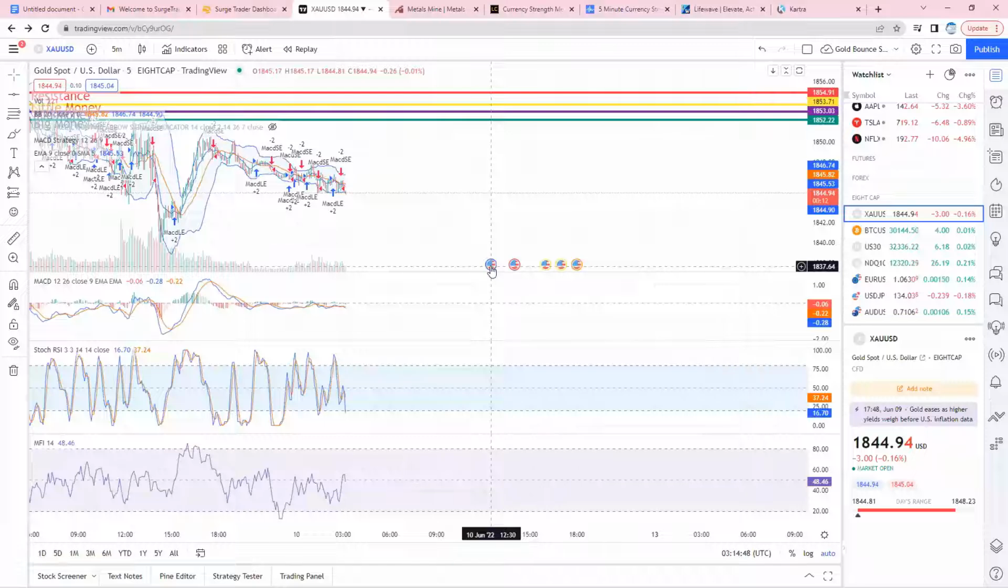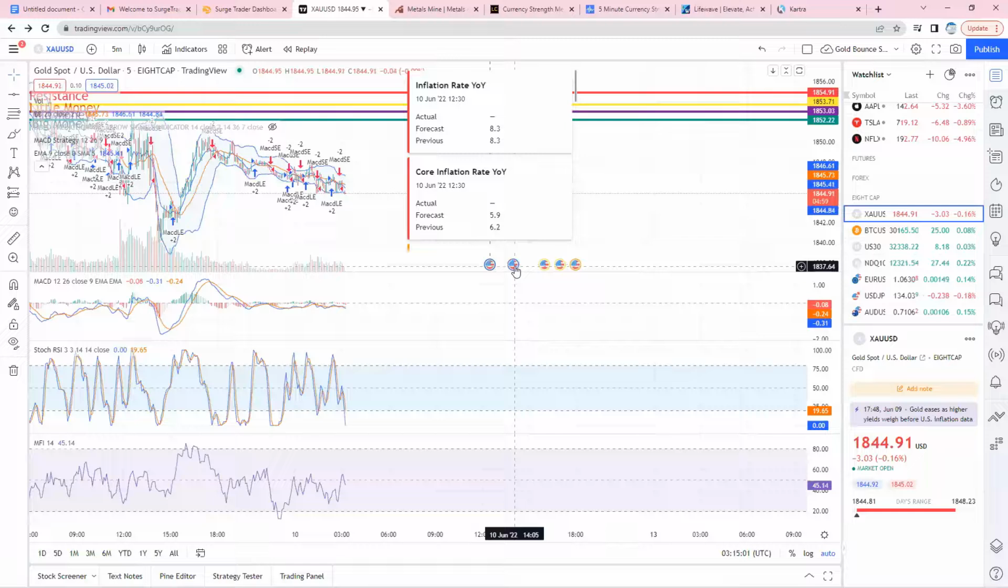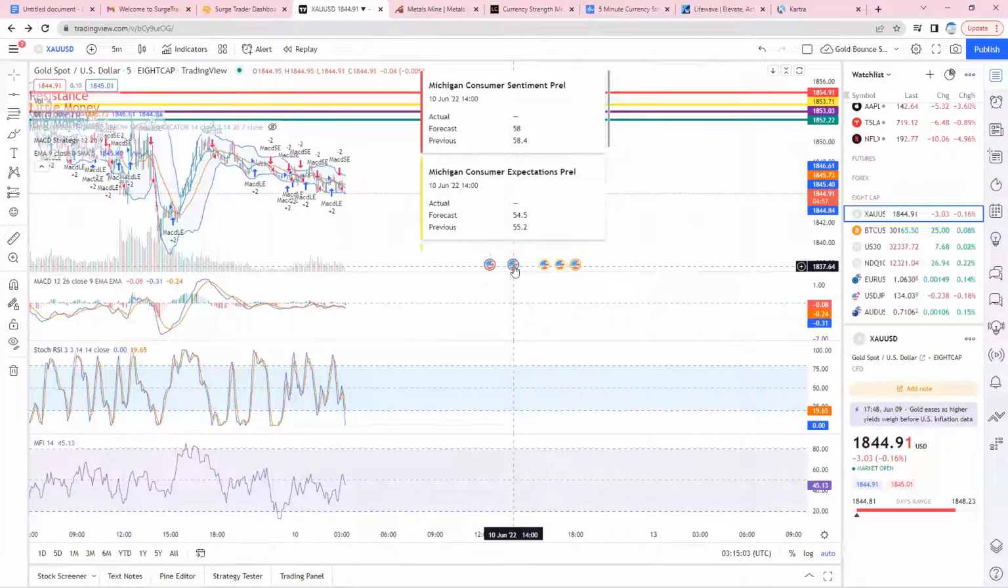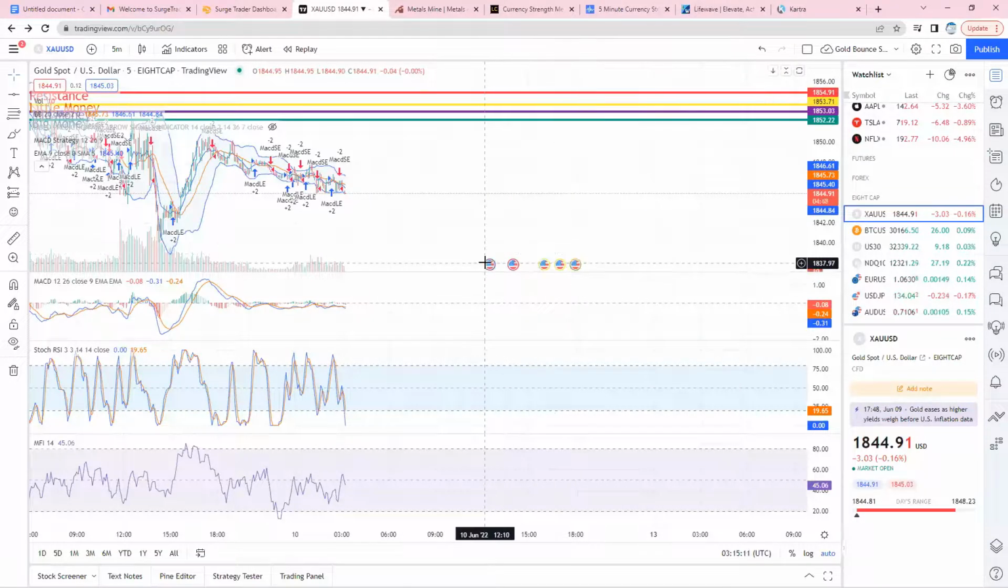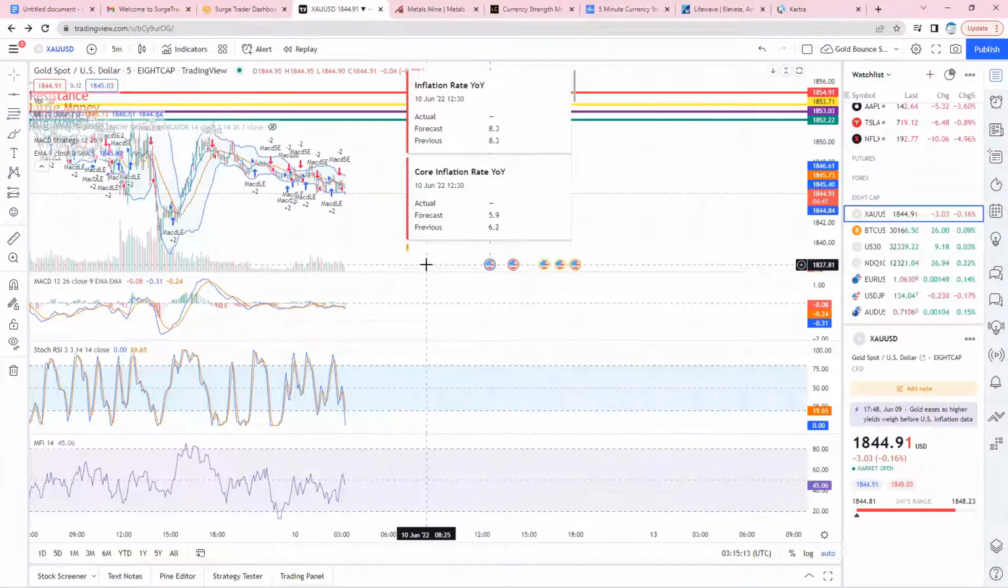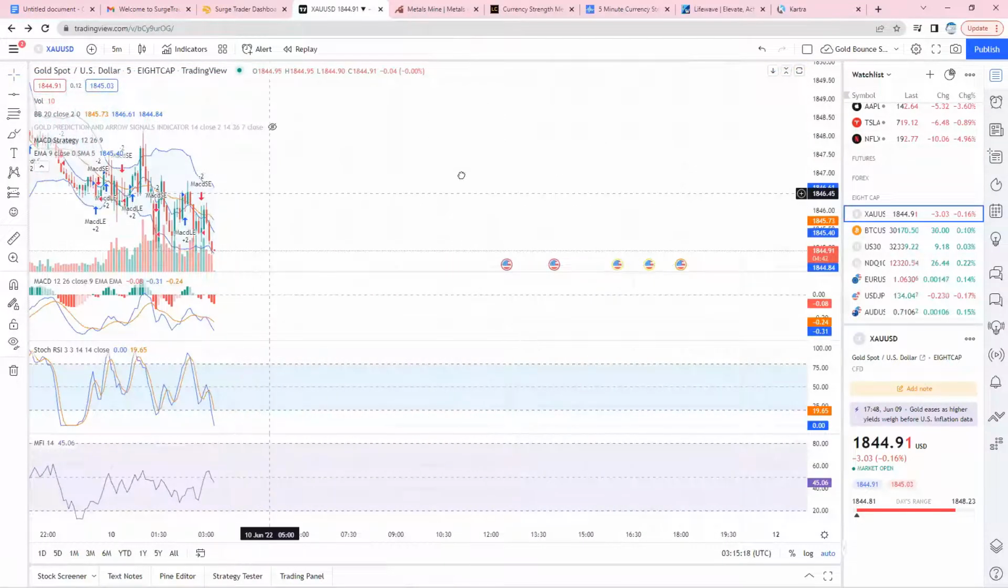We have some stuff on our radar coming up. In about 10 hours, we got this inflation rate. They're going to talk about it, right? Which should make the gold go up. Let's see what else they got going on tomorrow. You always look at these right here. This one right here is an inflation rate, so gold should be going up, but gold is still going down.